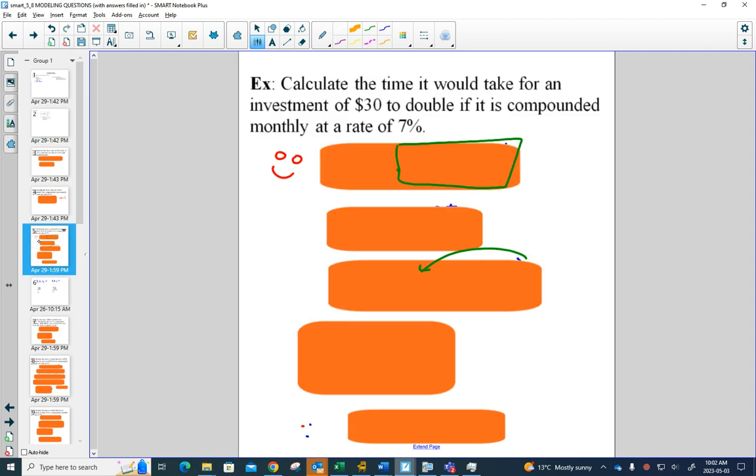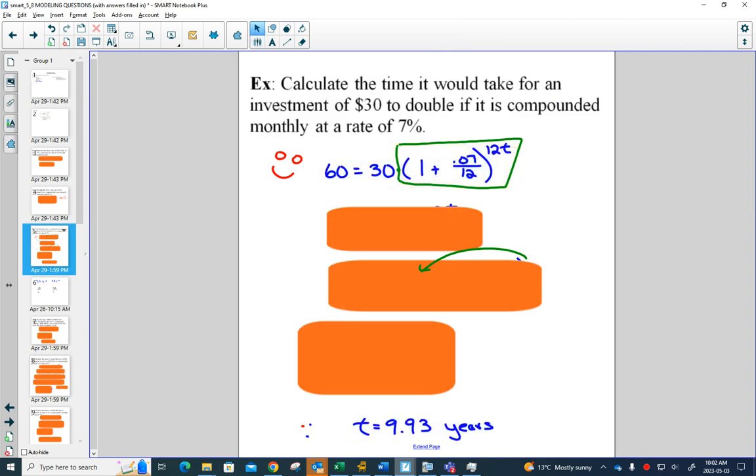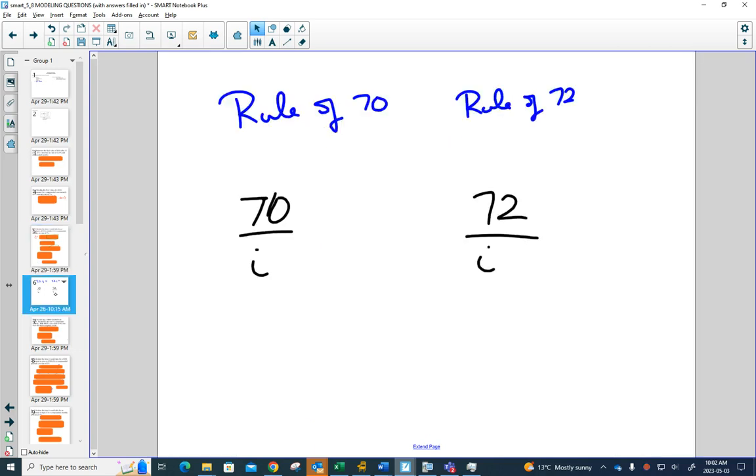So we just figured out in this previous question that at 7%, it takes 9.93 years to double. The rule of 70 would say all you need to do is plug in 7 for i. And the reason there's a rule of 70 and 72 is just whatever mental math is easier. So I would put the 7 into this one, because 70 divided by 7 is 10. And that's easy mental math. And it tells me it would take about 10 years to double.